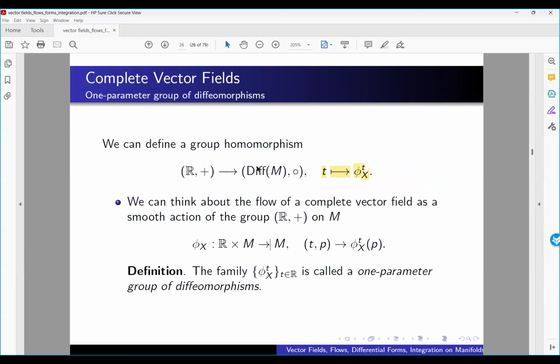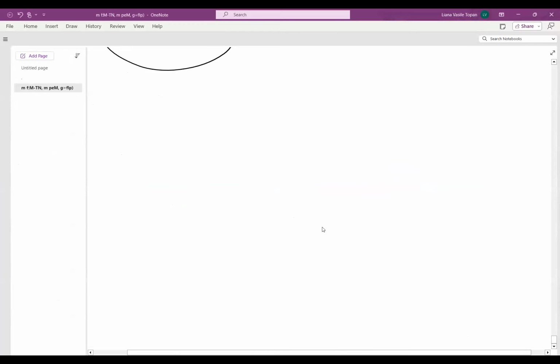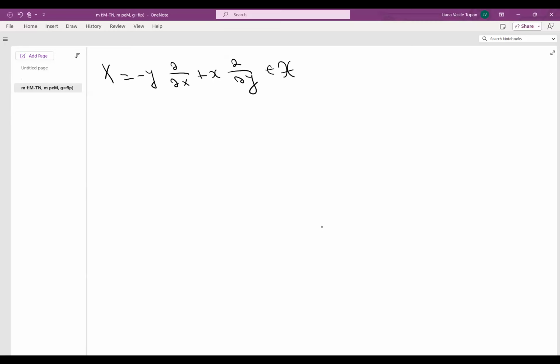Let me take this example that I was talking about. It's still about integral curves, but it's a nice geometric way to see what we explained here with this one-parameter group. Suppose that you have X of the form negative y partial over partial x plus x partial over partial y. This is a field over R squared, and we want to find the integral curves.